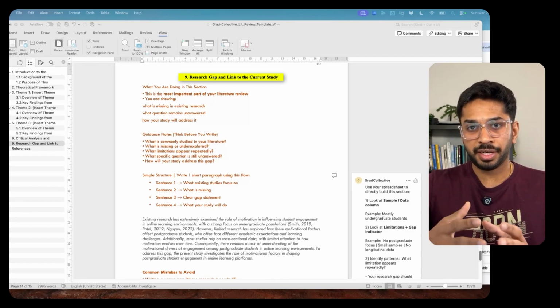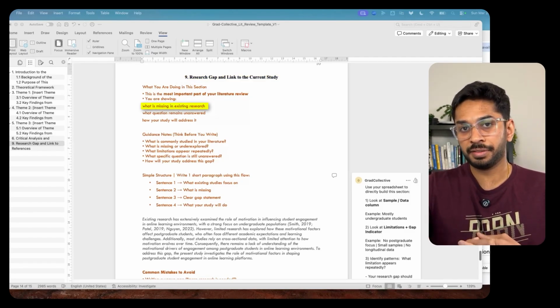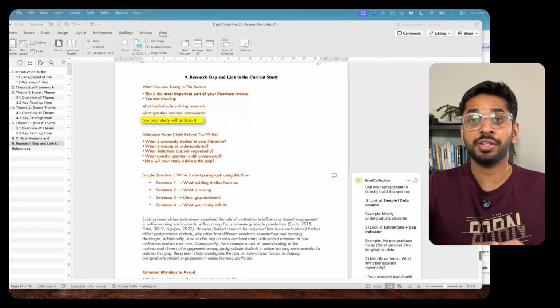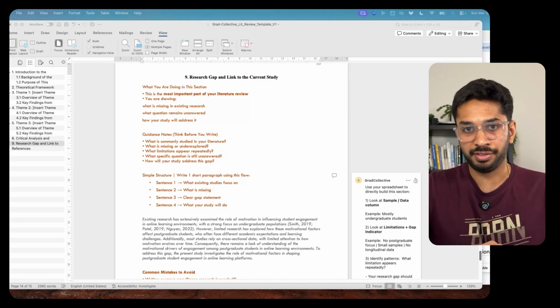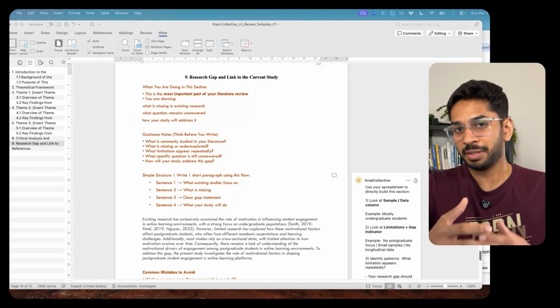All right, now we come to the most important part, which is the research gap. What you're doing here is you're clearly showing what existing studies have covered, what is missing, and what your study will do. And this is where your literature review connects directly to your research. How do you write this? Again, keep it very simple.